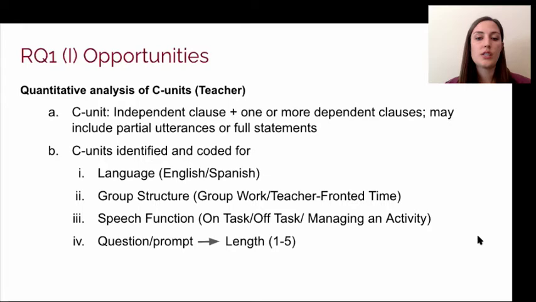So just to identify these, group work was anytime the students were asked to work together on a project, and then the teacher would circulate and help them. And then teacher-fronted time was when the teacher was in front of the whole class giving instruction.